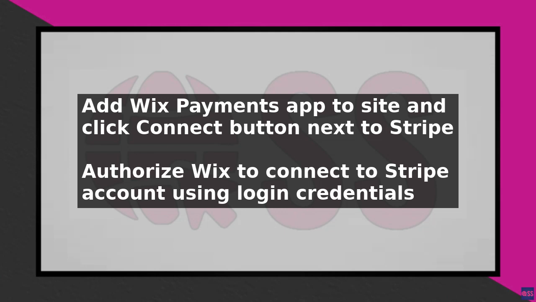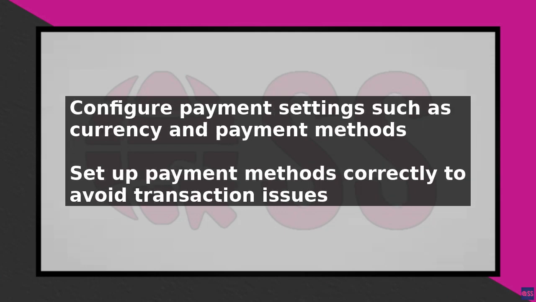Once you have authorized Wix to connect to your Stripe account, you will be redirected back to the Wix Payments dashboard. Here you can configure your payment settings, such as the currency and payment methods you want to accept. Make sure to set up your payment methods correctly to avoid any issues with transactions.